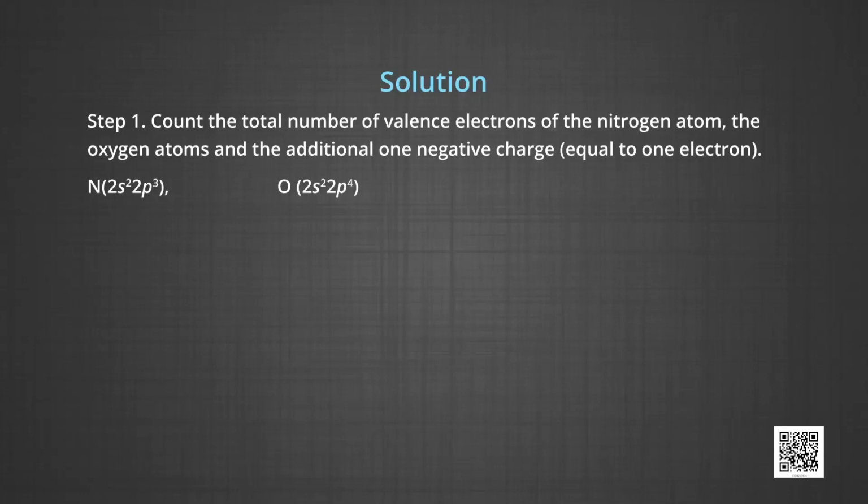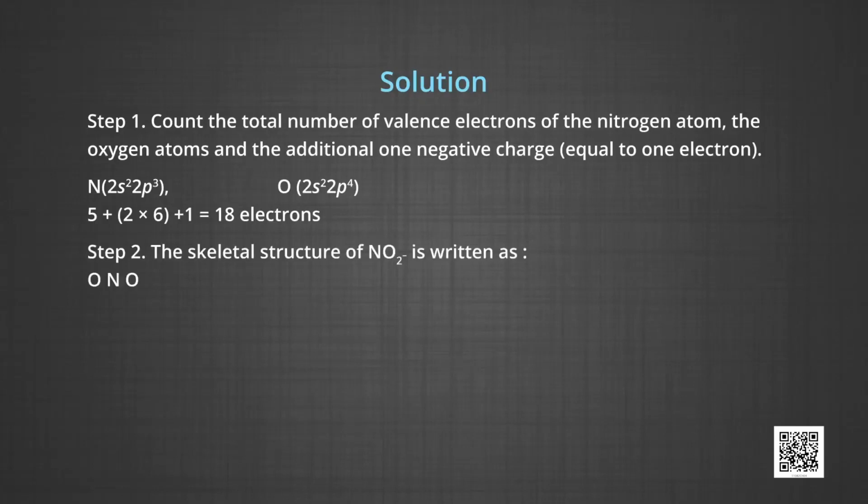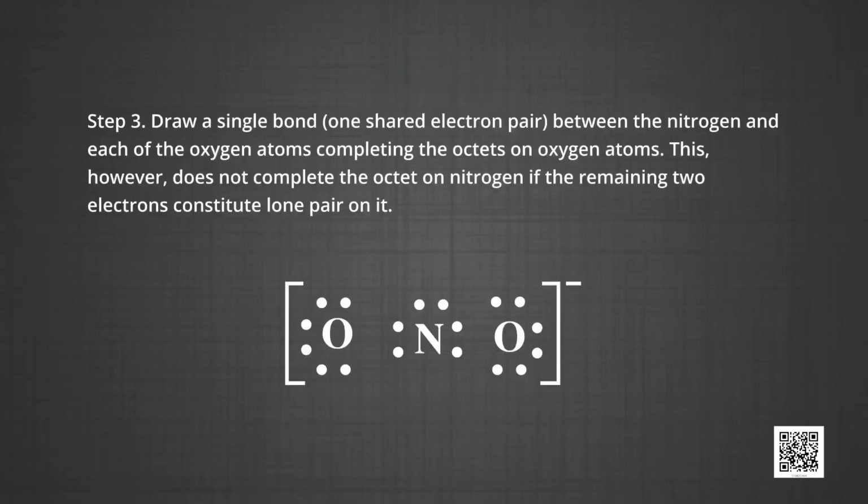Nitrogen, electronic configuration 2s2 2p3. Oxygen 2s2 2p4. 5 plus 2 into 6 plus 1, a total of 18 electrons contributed by nitrogen and oxygen and the 1 negative charge. The skeletal structure of nitrite is written as ONO. Step 3. Draw a single bond, one shared electron pair between the nitrogen and each of the oxygen atoms, completing the octets on oxygen atoms.